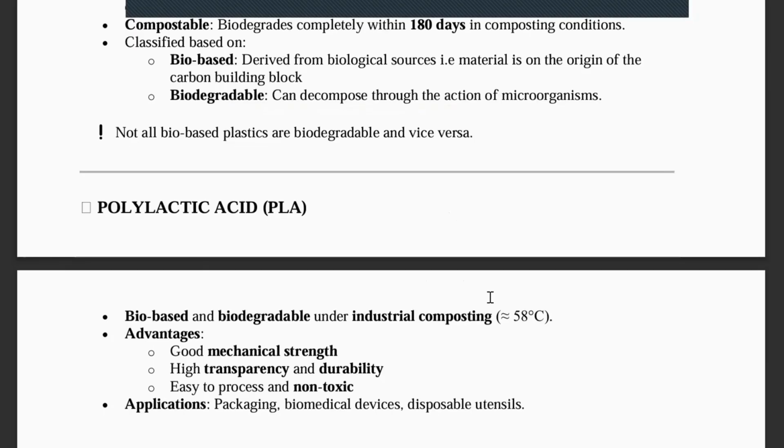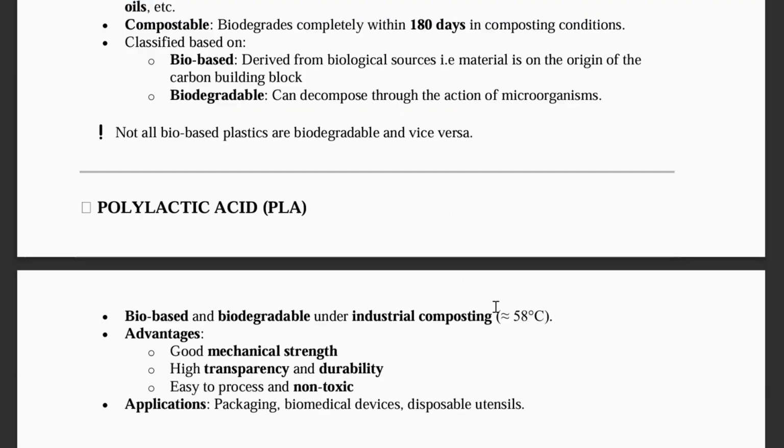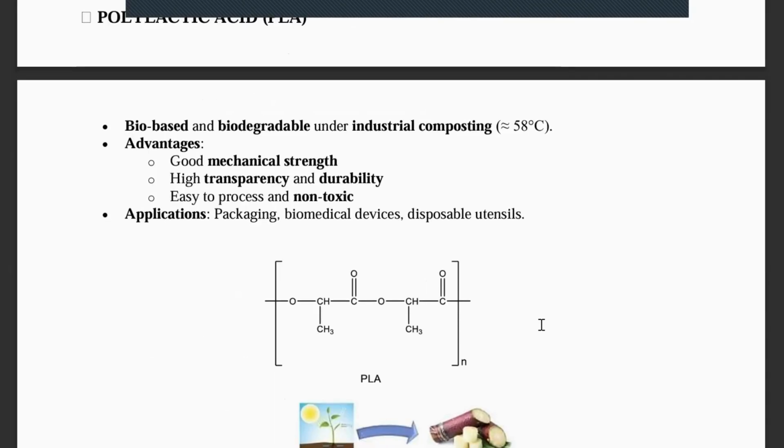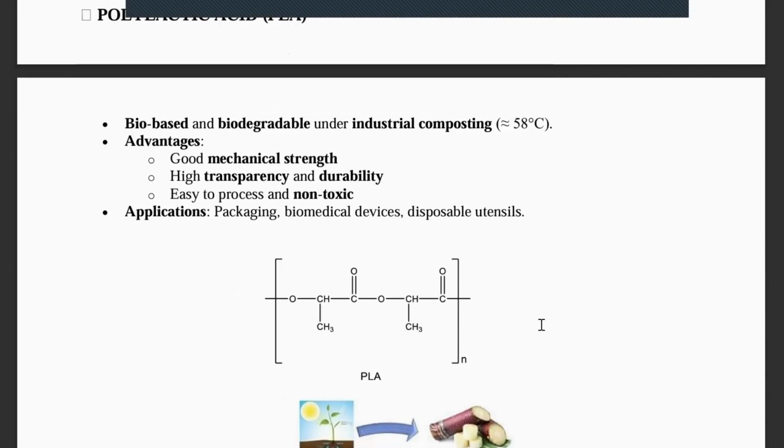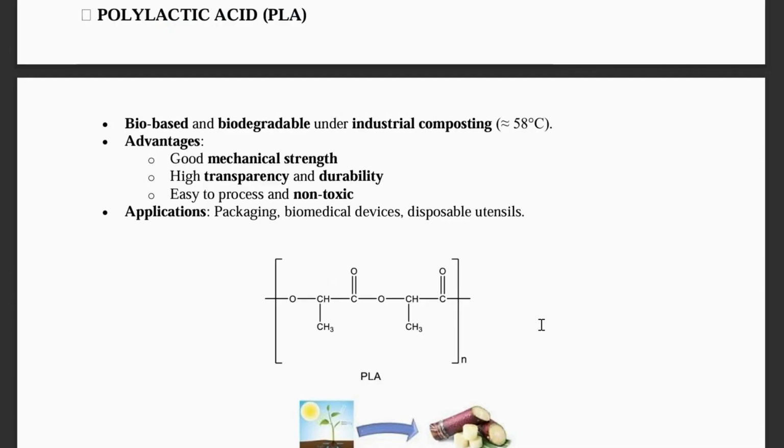Now, what do you mean by PLA? Polylactic acid. It is bio-based and biodegradable under industrial composting, that is approximately 58 degrees Celsius. What are the advantages? It has good mechanical strength, high transparency and durability, it is easy to process, and it is non-toxic. What are the applications? Packaging, biomedical devices, and disposable utensils.